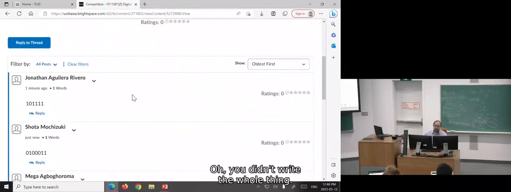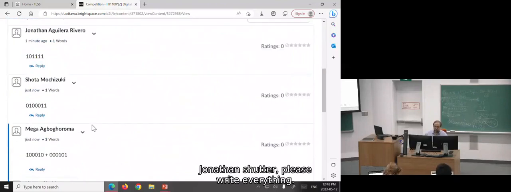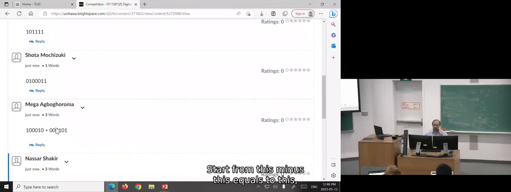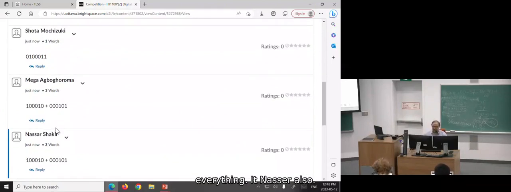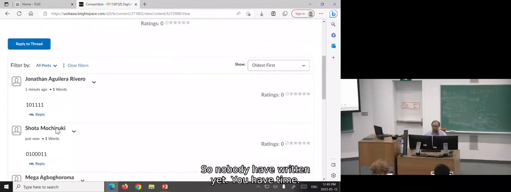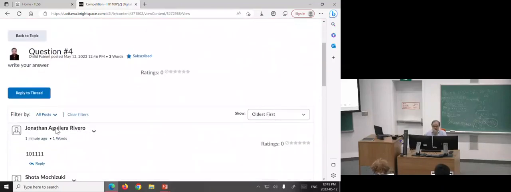Oh, you didn't write the whole thing. No, it is not accepted. Jonathan, Shota, please write everything. Mega wrote 2 things, but not the whole thing. Start from this minus this equals this plus this, then the result, everything. Nasser also. So nobody has written it yet. You have time. Write everything.